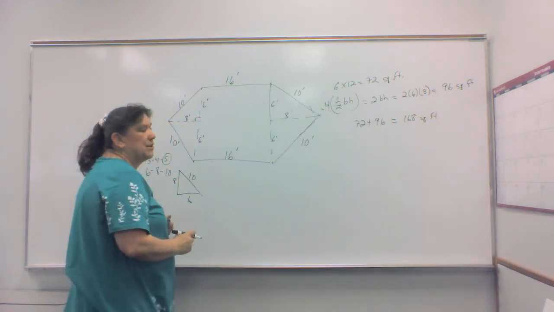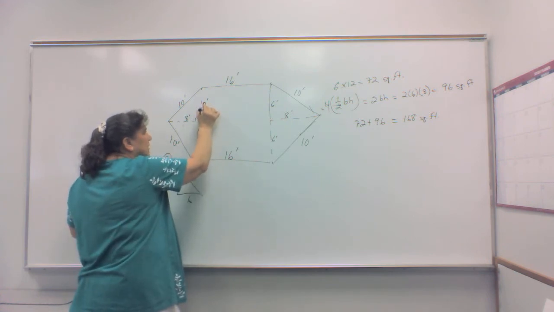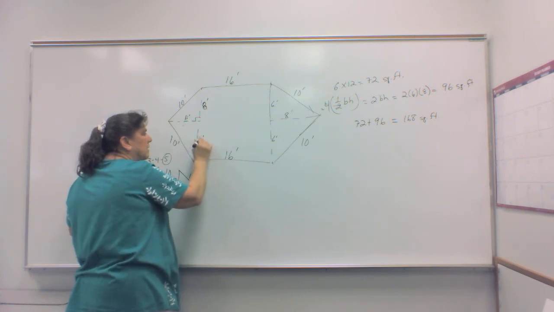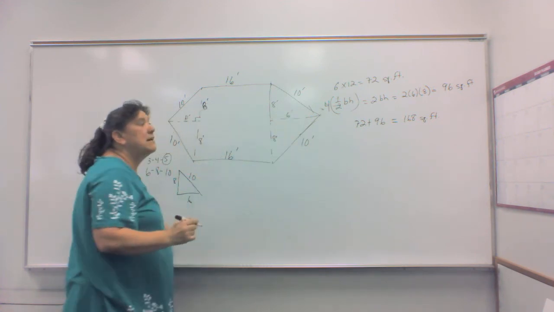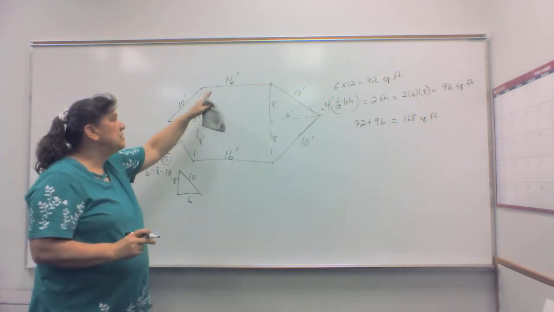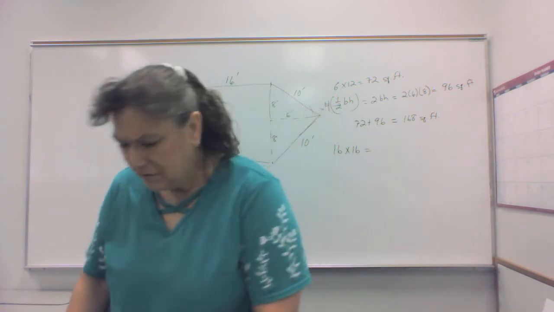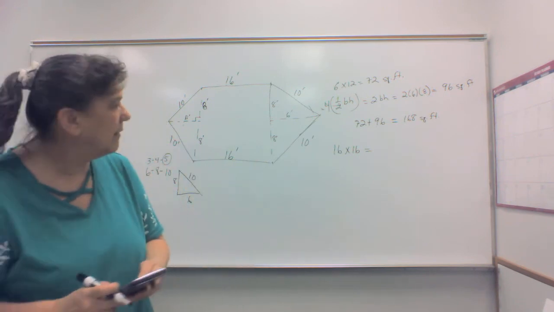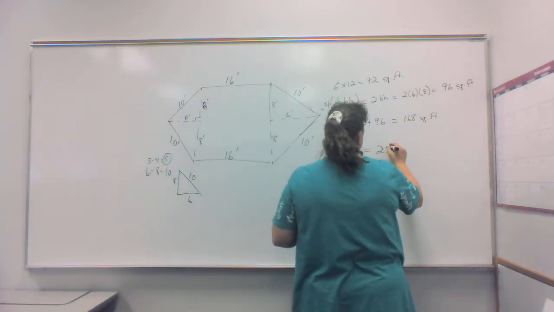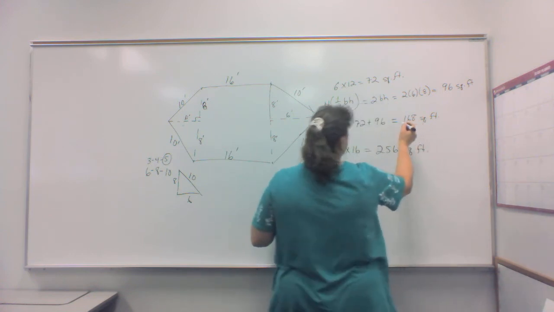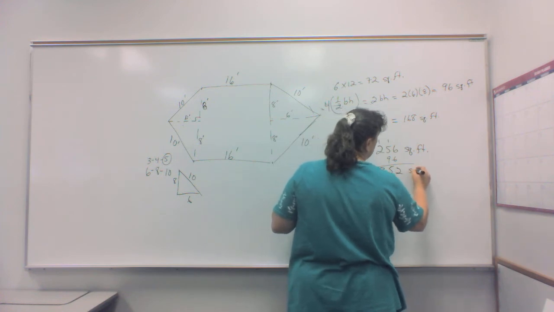If we chose the other direction, what would it be? Well, if we chose that, instead of 6 by 8, now this would be 8 by 6. It doesn't change the amount of area in the triangles, but it does change the amount of area in my rectangle. So this would be a 16 by 16 rectangle now, which is going to give me 256, I think. Yep, 256 square feet. So 256 plus 96 is 352 square feet.